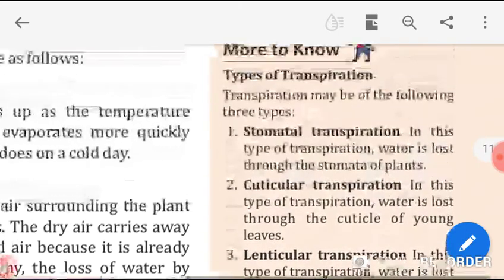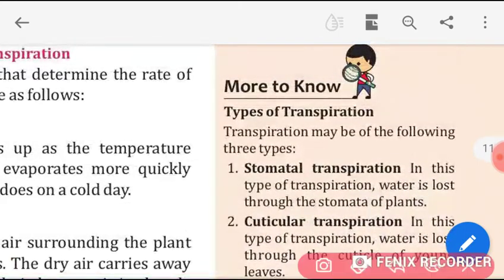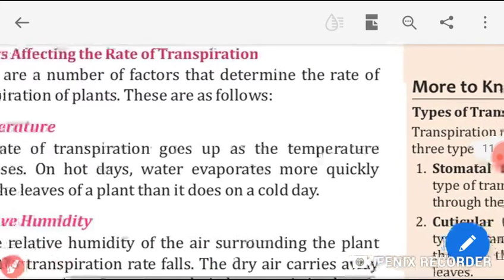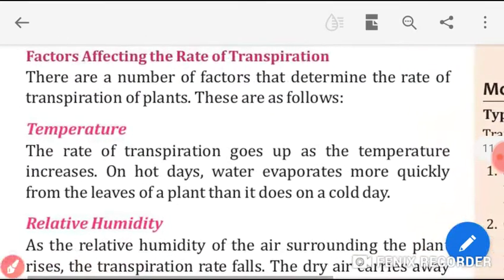Okay, so these are the types of transpiration. Students, learn them well and write them in your copy also. So students, factors affecting the rate of transpiration. What are those factors? There are a number of factors that determine the rate of transpiration of plants.